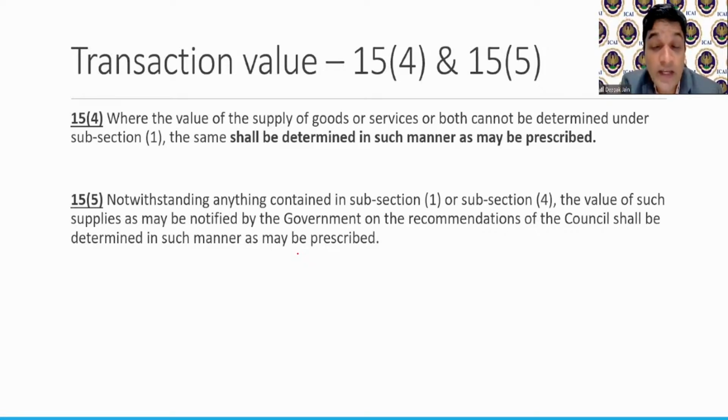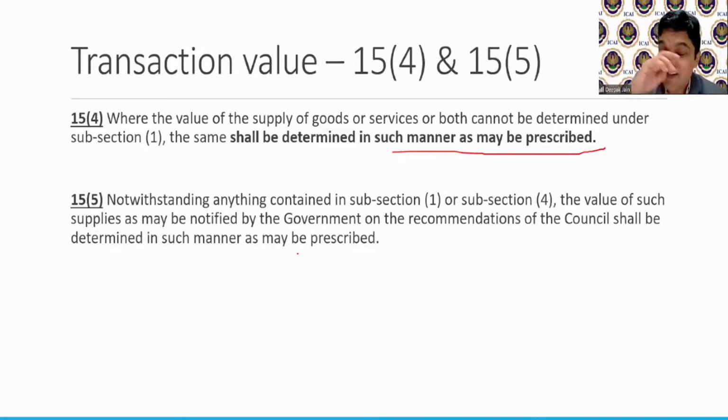Matlab, if you do any transaction with a related person, then 15.1 fails. Then you have to come to 15.4. Or it is with an unrelated person, but price is not the sole consideration. Then you will come to 15.4. Then it says where the value of supply of goods cannot be determined under subsection 1, the same shall be determined in such manner as may be prescribed.